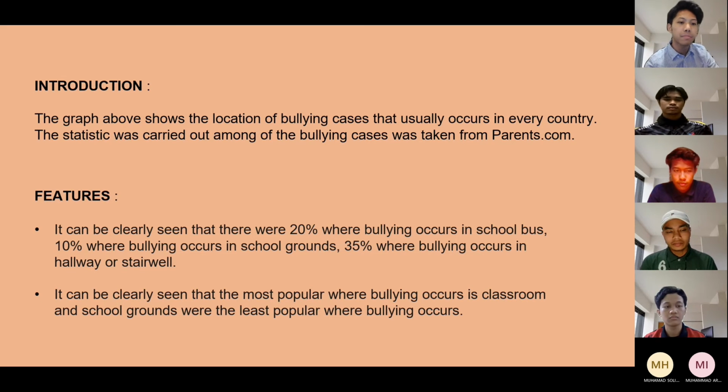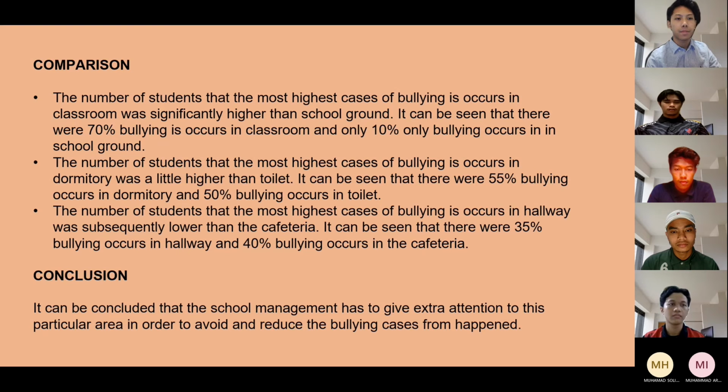The second one is it can be clearly seen that the most popular place where bullying occurs is the classroom, and the school grounds were the least popular. Next, the comparison in the bar graph. The first one is the number of students where the highest cases of bullying occur in the classroom was significantly higher than the school ground. It can be seen that there were 70% bullying in the classroom and only 10% in the school ground.